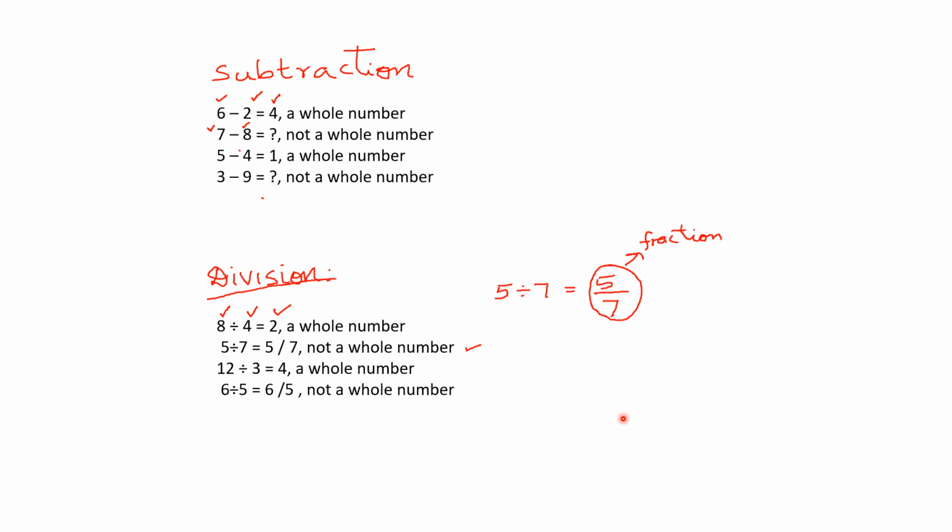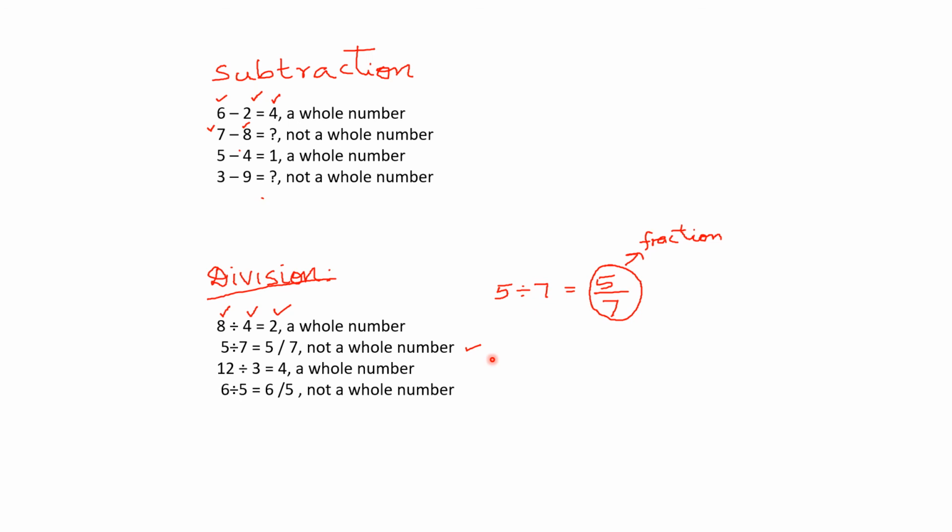Okay. Now below that, you write the next question. 5 divided by 7. That is equal to. Can you divide 5 by 7? No. You can write it as a fraction. I have put it here as a fraction, 5 by 7. 5 divided by 7, I have put it here as 5 by 7 as a fraction.